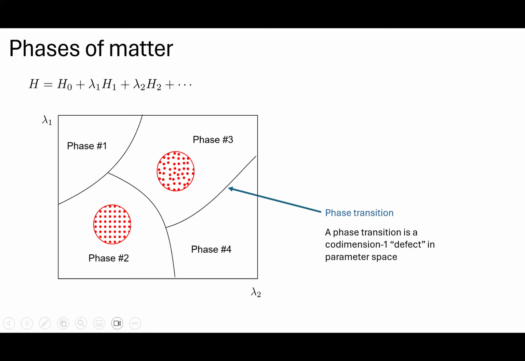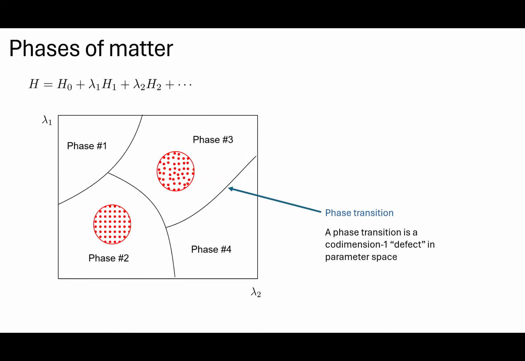And another way to think about these phase transitions is they're actually defects in parameter space. So specifically, it would be a codimension 1 defect in parameter space. So you have these phases, and then at the phase transition, something singular happens, and so you can think of that as a kind of defect. And it's defects that have to be there for topological reasons because they separate different phases.